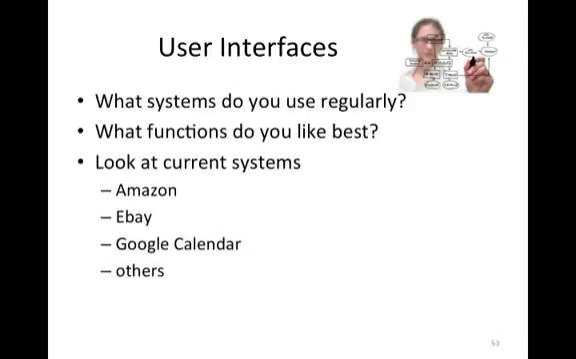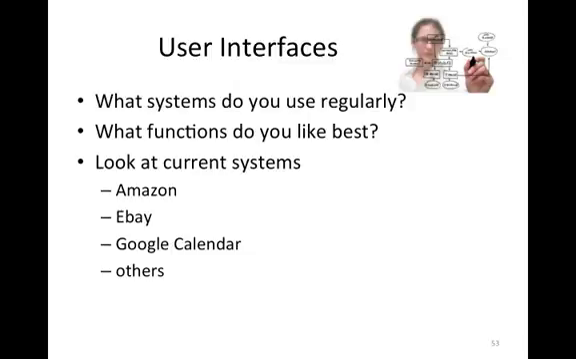So when you are developing your user interfaces, think about the systems that you use regularly and think about the functions that you like best. Think about sites that you have used where you really hated the functions. You can look at systems like Amazon, eBay, Google Calendar, any kind of major system. Take a look at them, find controls and find process flows that you like and incorporate them in your design.